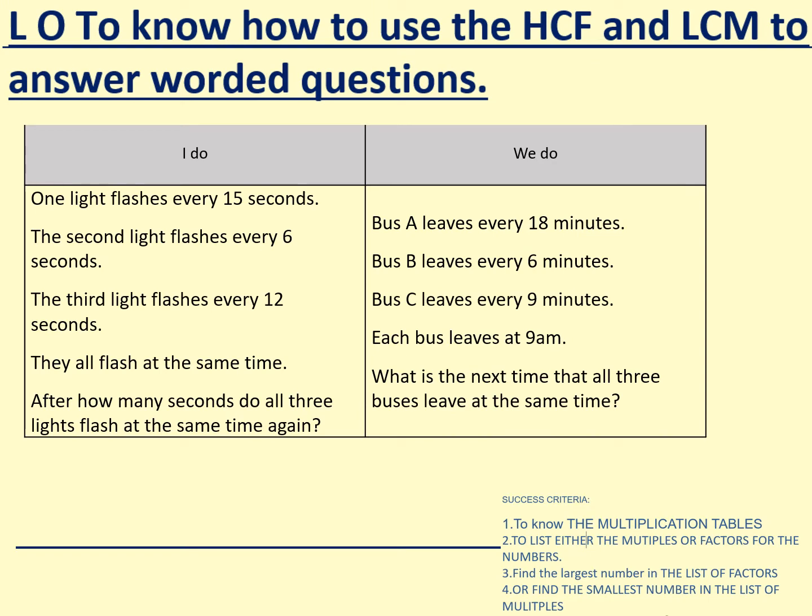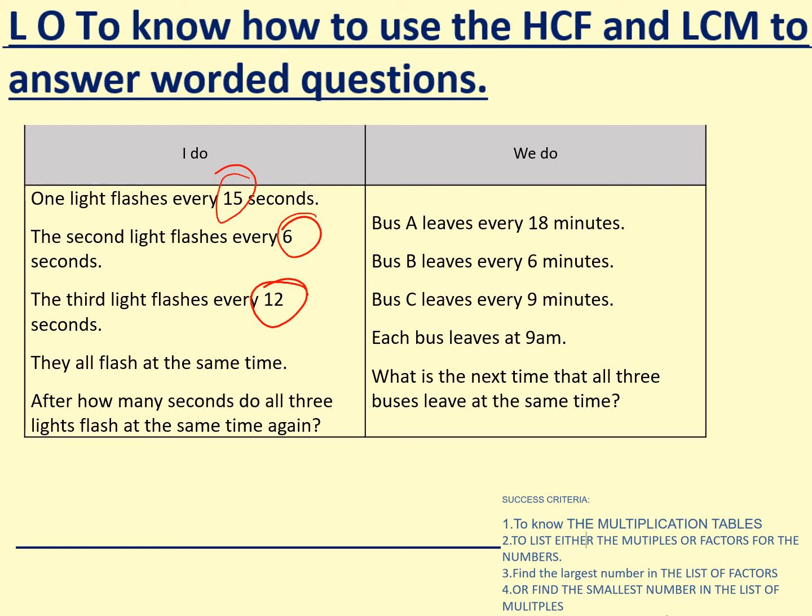Next example. One light flashes every 15 seconds. The second light flashes every 6 seconds, and the third light flashes every 12 seconds. They all flash at the same time. After how many seconds do all 3 lights flash at the same time again? So this is also a lowest common multiple question. In here we've got every 15 seconds, 6 seconds and 12 seconds. So we need to find the lowest common multiple of these 3 numbers.